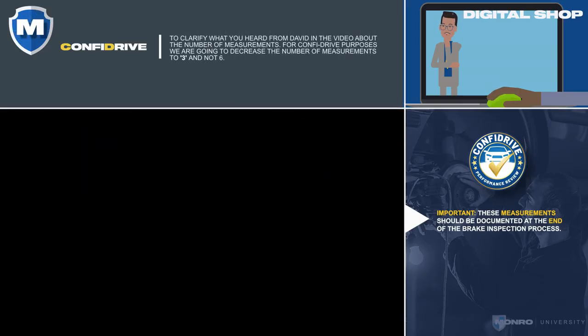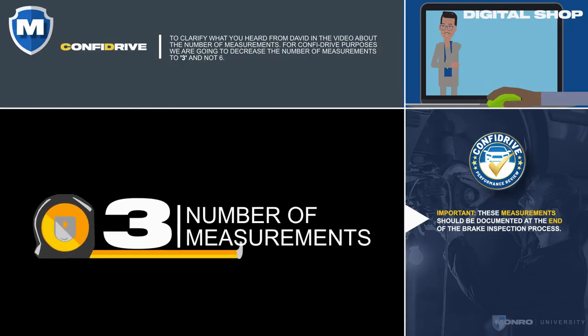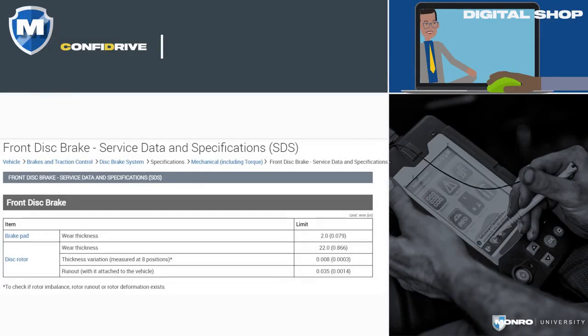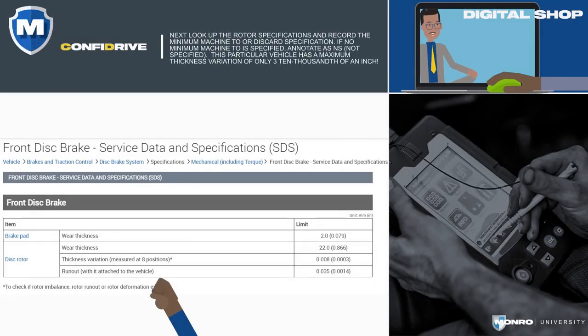To clarify what you heard from David in the video about the number of measurements, for ConfiDrive purposes, we are going to decrease the number of measurements to 3 and not 6. Again, remember these measurements are documented at the end of the brake inspection process. This will take you to the specifications screen. Look up the discard specifications in All Data. Next, look up the rotor specifications and record the minimum machine to or discard specification. If no minimum machine to is specified, annotate as NS, not specified.